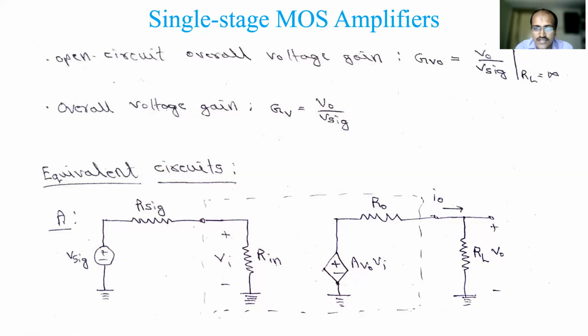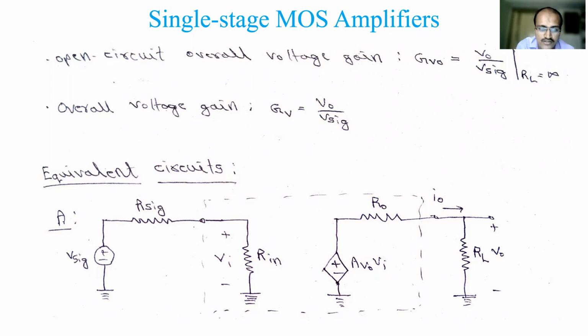So these are a number of parameters with respect to single stage MOS amplifiers, or characteristic parameters of the amplifiers. You should know these things, and also the relationship between one to one. Later we will take one problem to understand this.